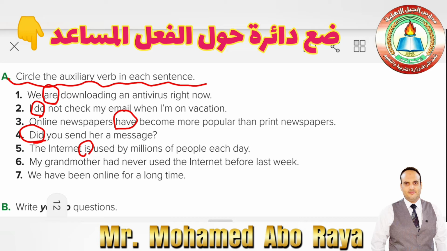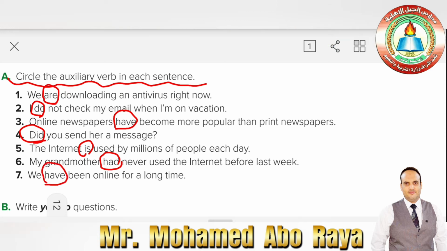Number six, my grandmother had never used the internet before last week. The auxiliary verb here is had. Number seven, we have been online for a long time. The auxiliary verb here in this sentence is have.